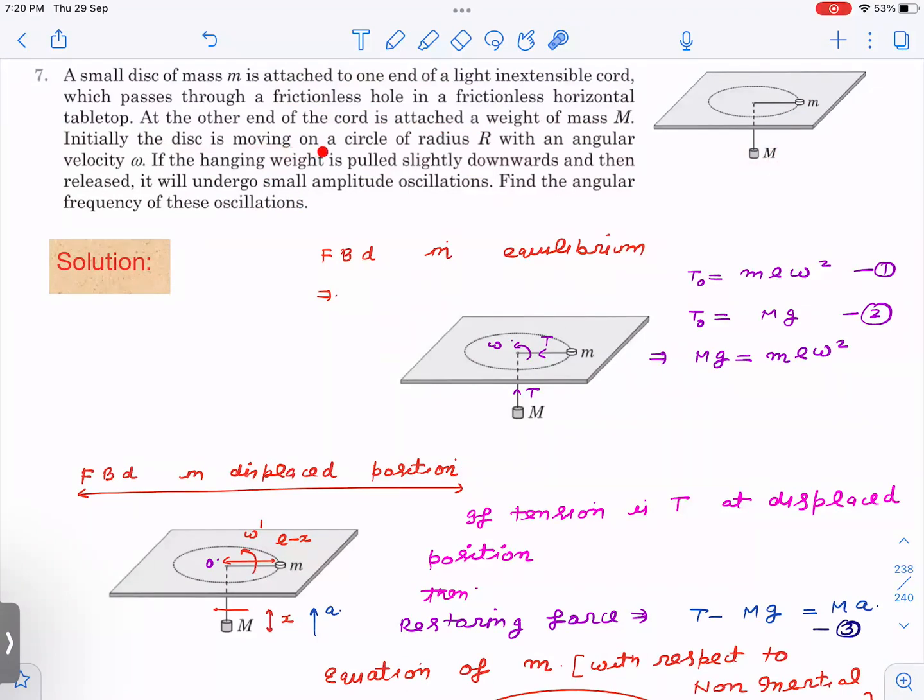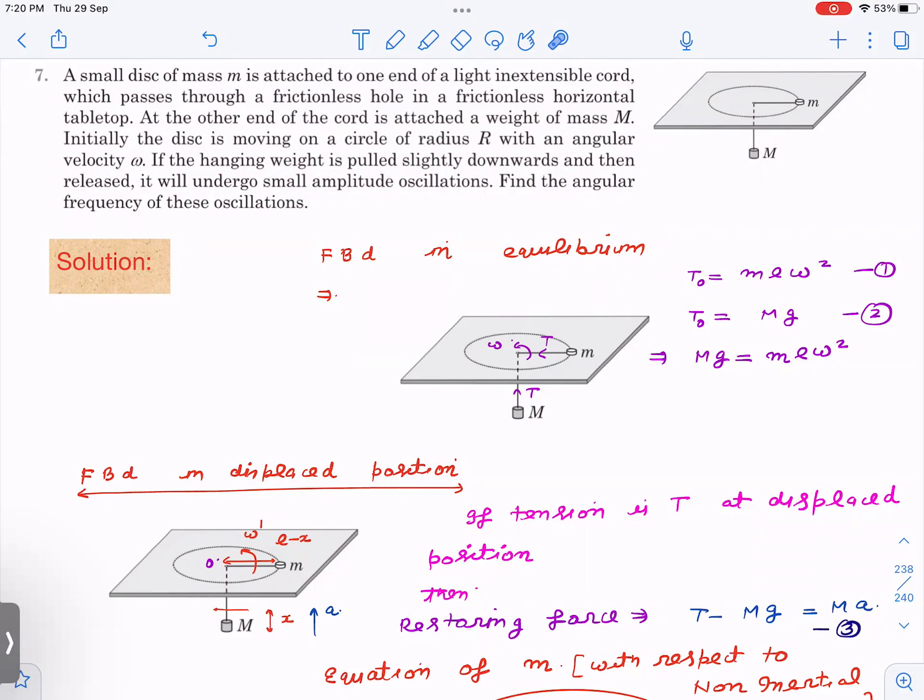Initially, the disk is moving on a circle of radius r with an angular velocity omega. If the hanging weight is pulled slightly downward, so this weight, if you pull it slightly downward and then release, it will undergo small amplitude oscillations. We have to find the angular frequency.